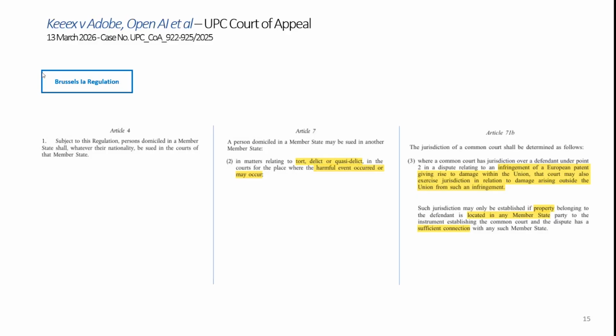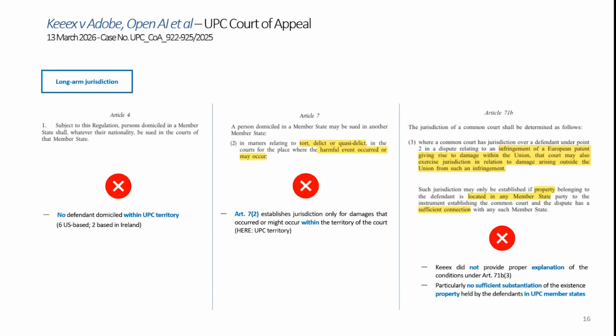However, here there are 2 conditions that need to be met. First of all, there should be a sufficient connection with the UPC territory. And the second one, the defendant should have property within the UPC territory in order for this provision to be triggered. So these are the 3 possibilities that we had here for the UPC assuming jurisdiction for the non-UPC part of the infringement action, and none of these options was applicable here.